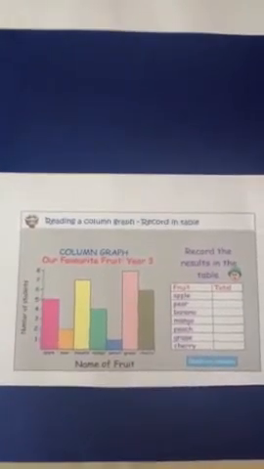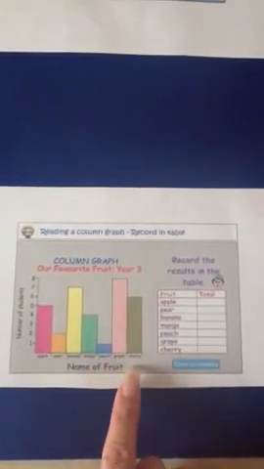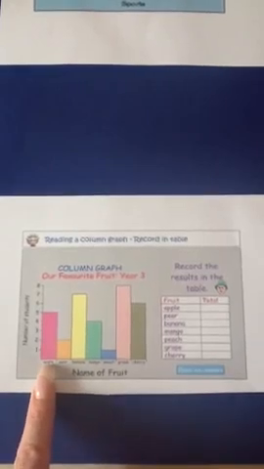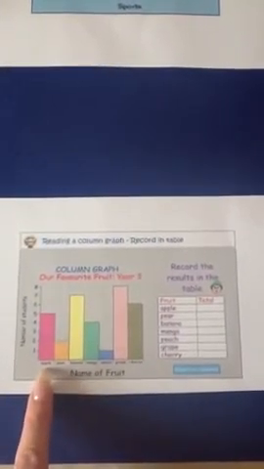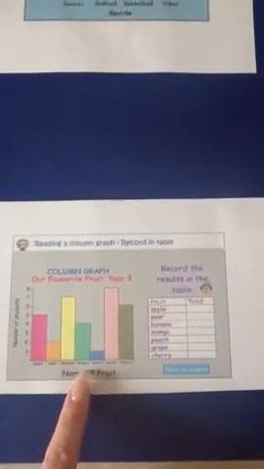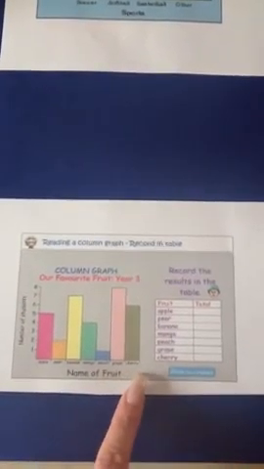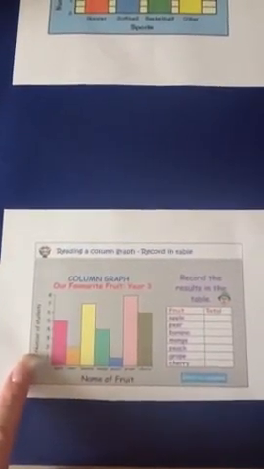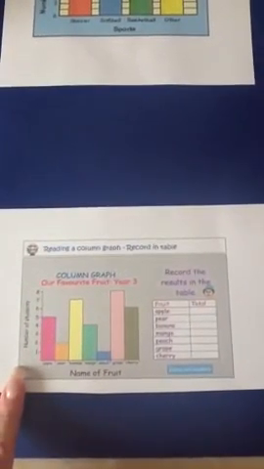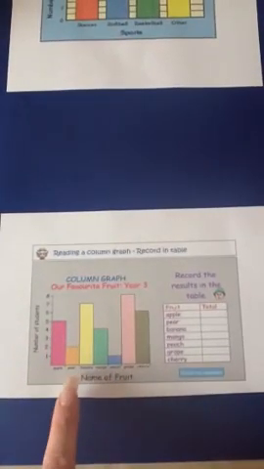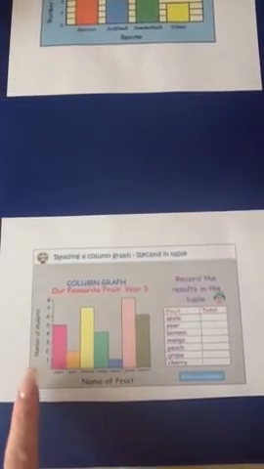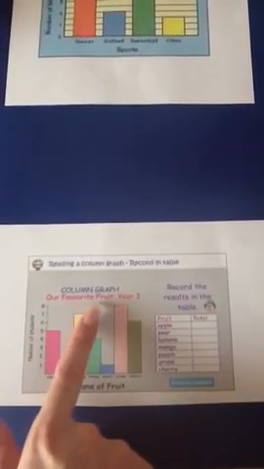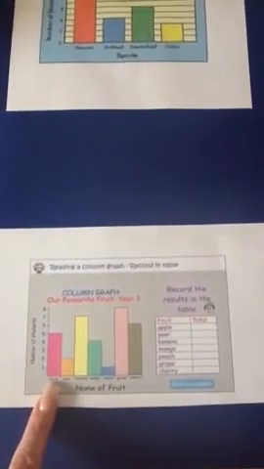x-axis. In this graph, it's called the name of fruit, where they've individually placed all of the different fruits that they've come up with: apple, pear, bananas, mango, peach, grape and cherries. On the vertical axis, they've titled it number of students. So we can see when we're analysing this graph that there were 5 students whose favourite fruits were apples.